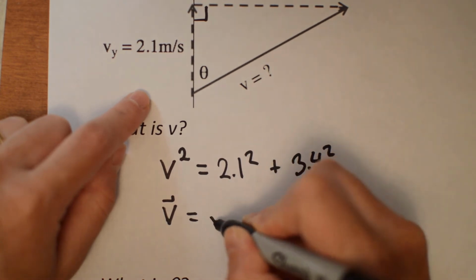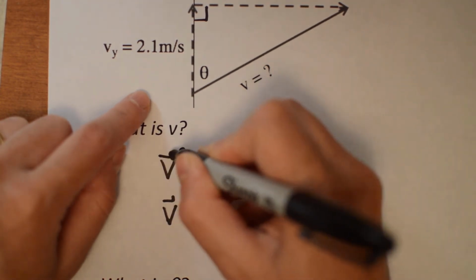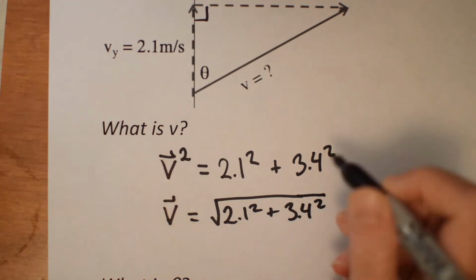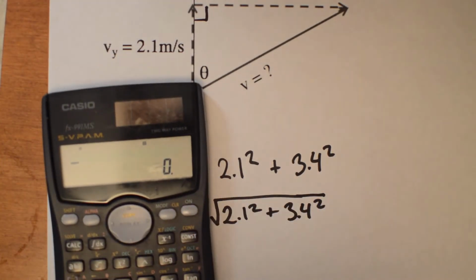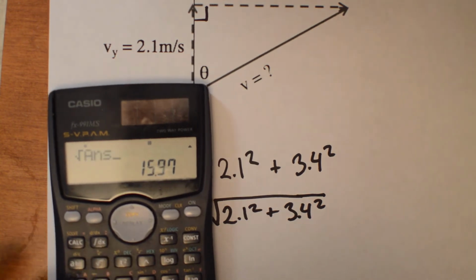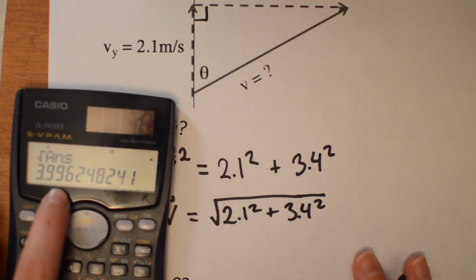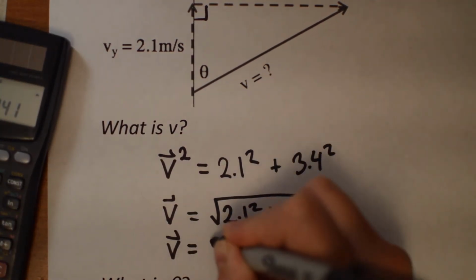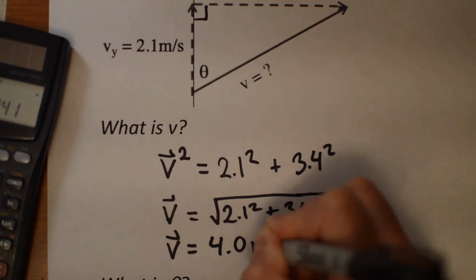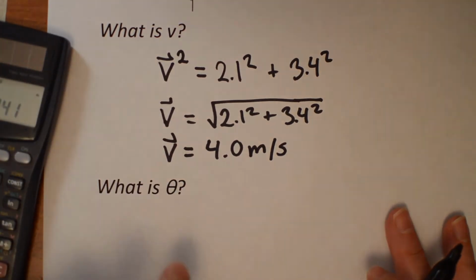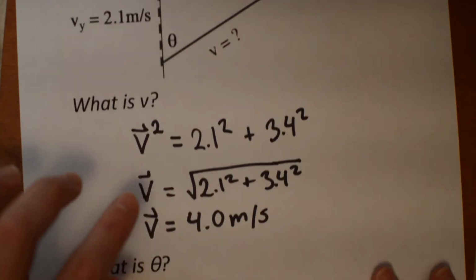You get velocity on its own is going to be the square root of 2.1 squared plus 3.4 squared. Tossing that into my calculator, 2.1 squared plus the 3.4 squared, square root the whole thing. I get 3.99. I have 2 sig figs, so I need to round that off to just 4.0 meters per second. Velocity has a direction, so I need to indicate that using the angle.